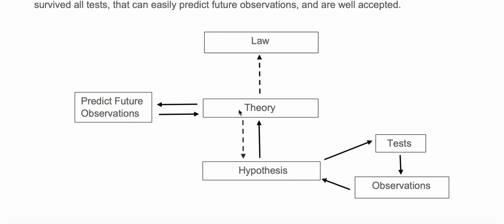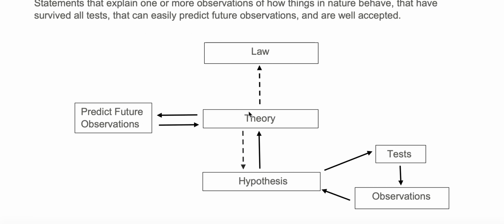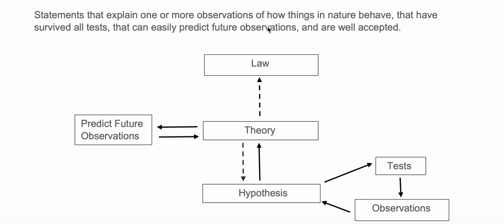Now, in general, theories and laws are separate because laws are going to be explaining how things in nature behave. So they're generally going to be separate. You usually don't elevate a theory into a law. It is possible, but most often a law is going to be by itself because it's going to explain how things in nature behave.